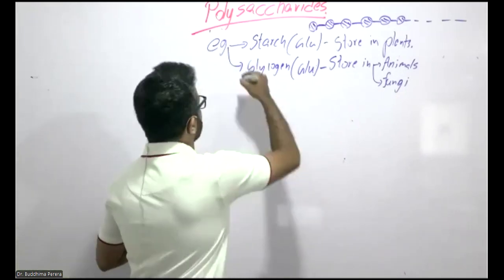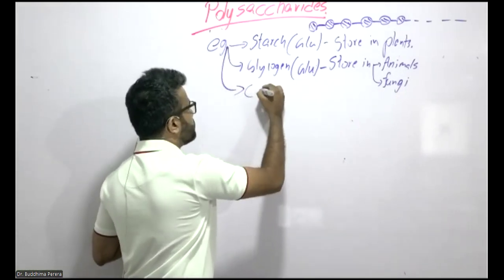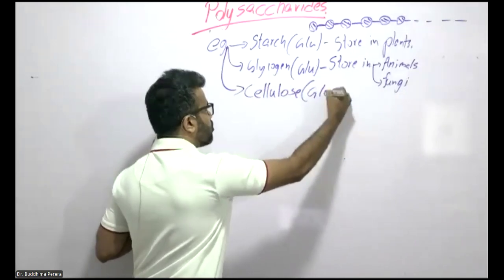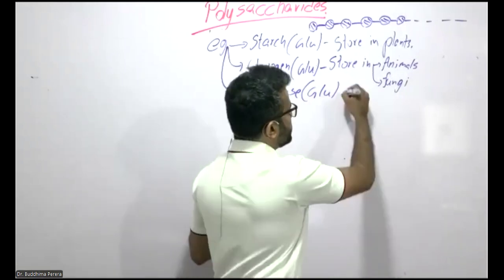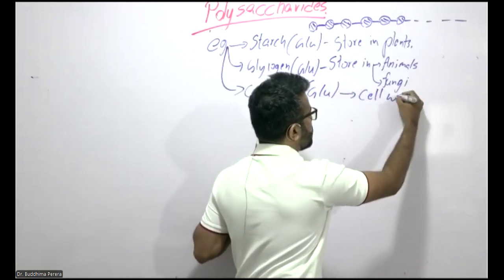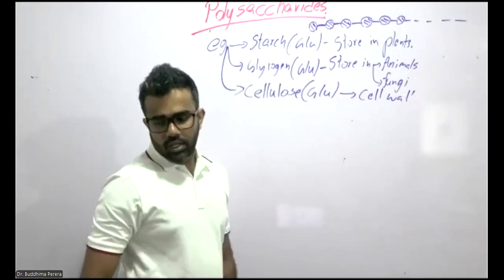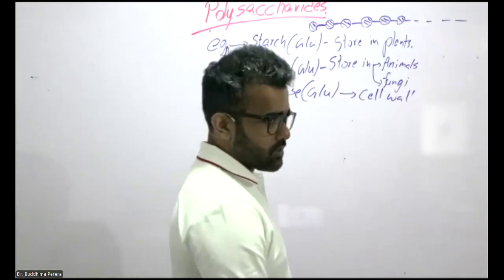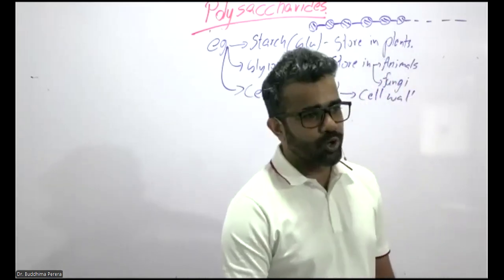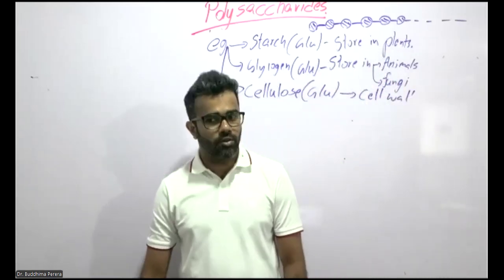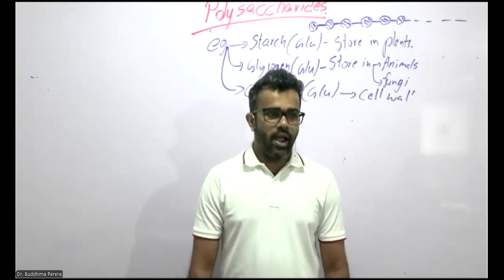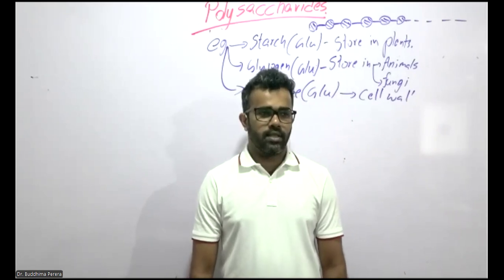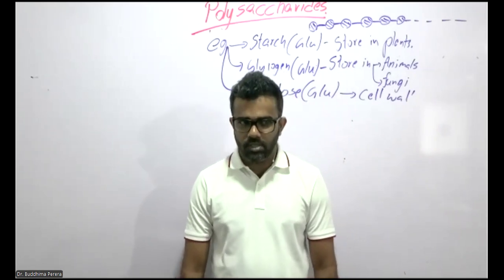cellulose. Cellulose also made up of glucose. It is in cell wall. Cell wall of what? Plants. Cell wall of plants, and also in chlorophytes. Chlorophytes, who are chlorophytes? Chlorophytes, they are not plants. They are protists. You know protists?